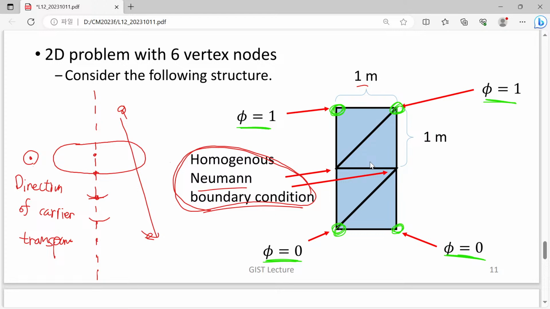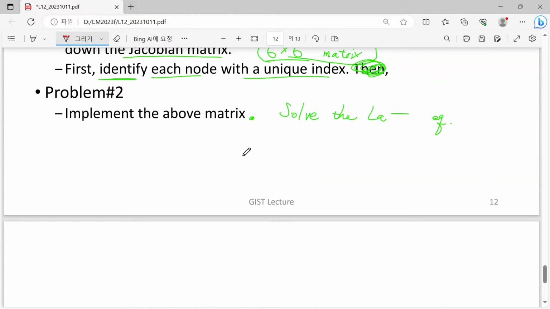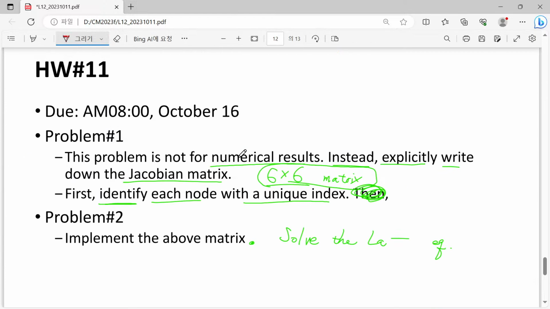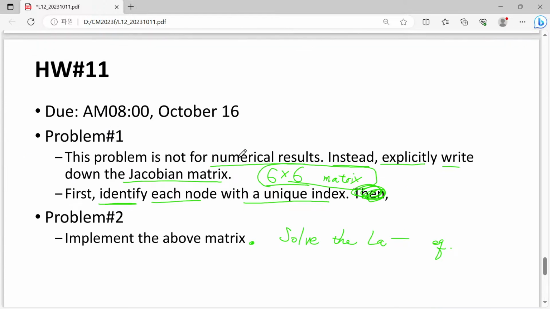Okay, so we have 5 minutes passed from the normal lecture time, so sorry about that. But anyway, this is your homework number 11, and I hope that will be quite interesting and quite challenging to some of you. So please try to do your best to solve this homework number 11.